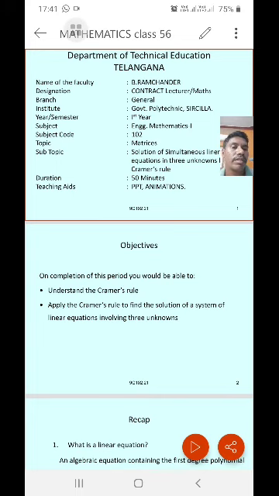So do each and every problem in the exercise which is in the same method. That means now we have discussed Cramer's rule. So on that Cramer's rule, however many questions there are, we should do each and every one.